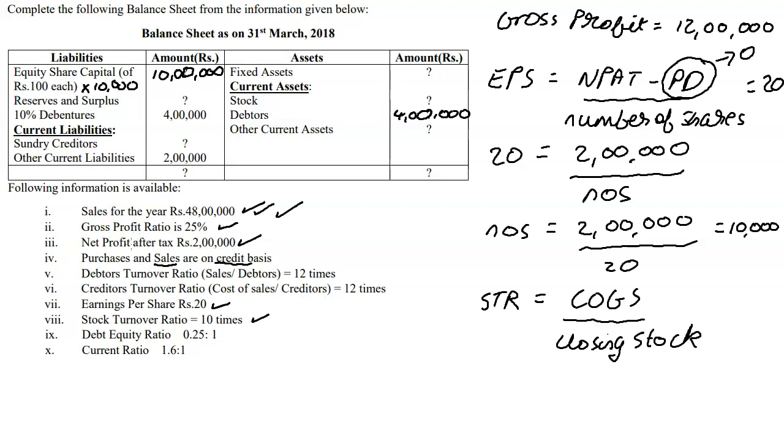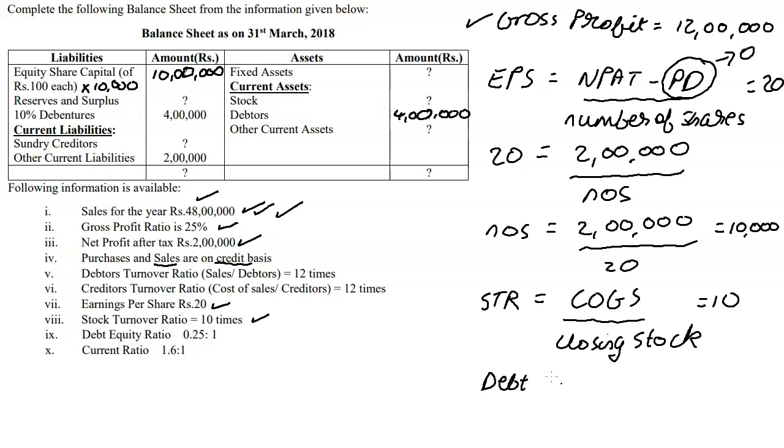Have we been able to calculate it yet? I don't think so. We have ourselves gross profit. We have ourselves sales. Okay, and now we're just going to use some basic formulae to isolate the cost of goods sold and opening and closing stock. Alright, for now, just remember stock turnover ratio is equal to cost of goods sold upon closing stock, which is equal to 10 times.